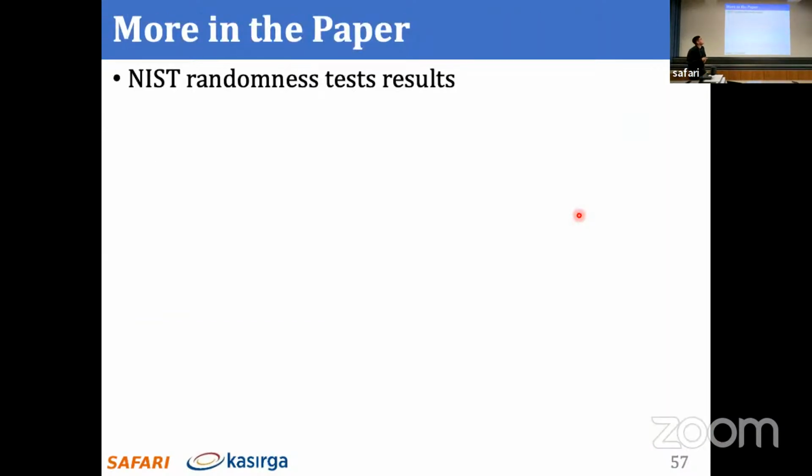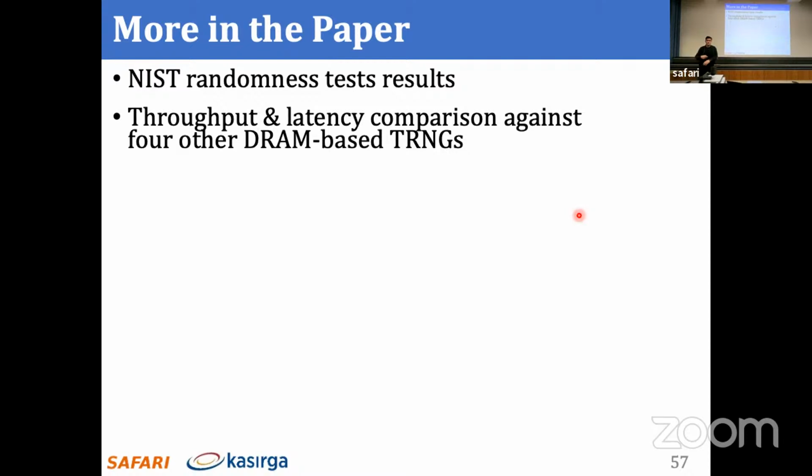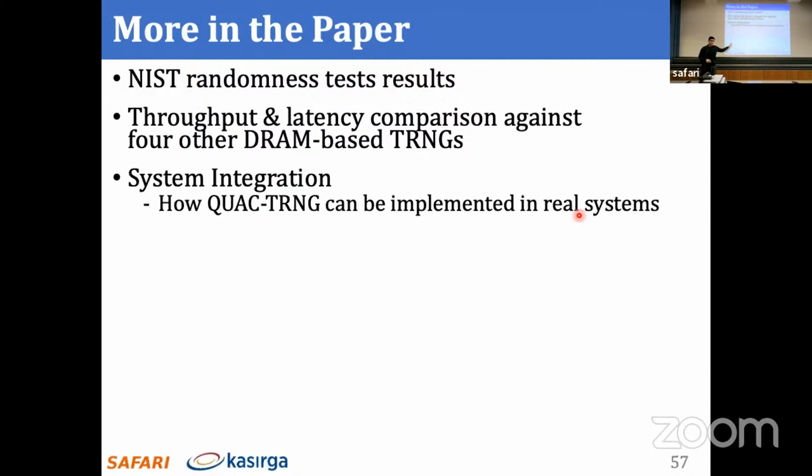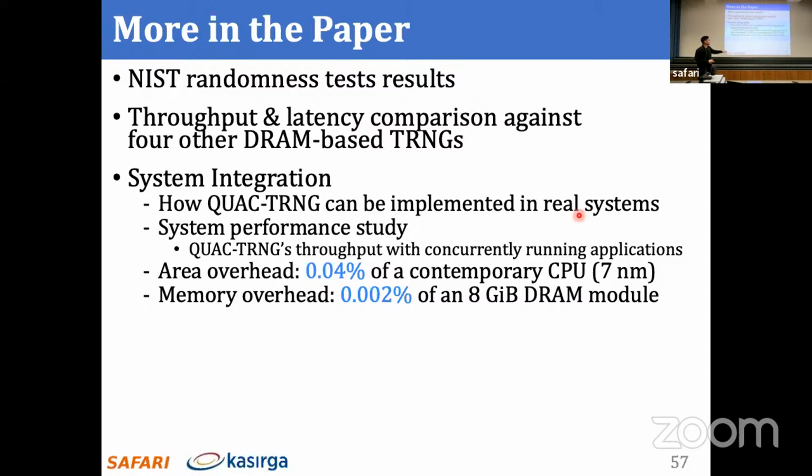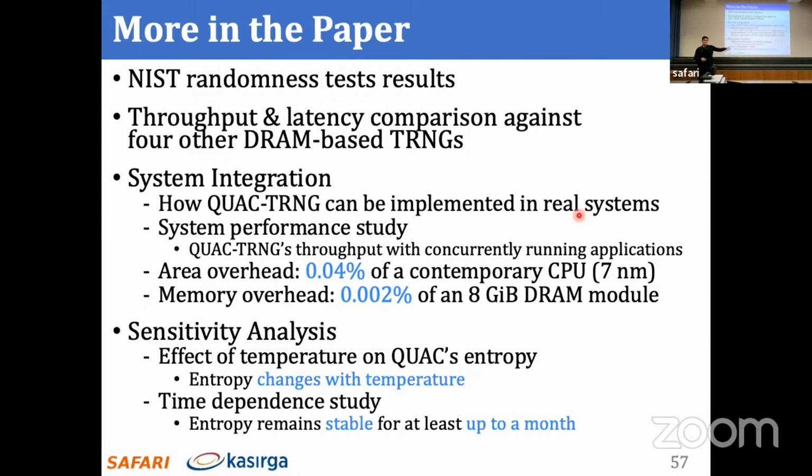Okay, there is more in the paper. We have the NIST randomness test results that I briefly described. We have throughput and latency comparison against other DRAM-based TRNGs that are much slower, so I didn't put them here. We have a system integration study where we evaluate how QUAC-TRNG can be implemented in a real system. We have a brief system performance study. We show QUAC-TRNG's throughput with concurrently running applications that occupy the DRAM bandwidth, so how much is left for QUAC-TRNG to produce. And we have an area overhead analysis, only 0.04% of a contemporary CPU. And the memory overhead, we need to allocate some segments to produce random numbers, is only 0.002% of an 8 gigabyte module.